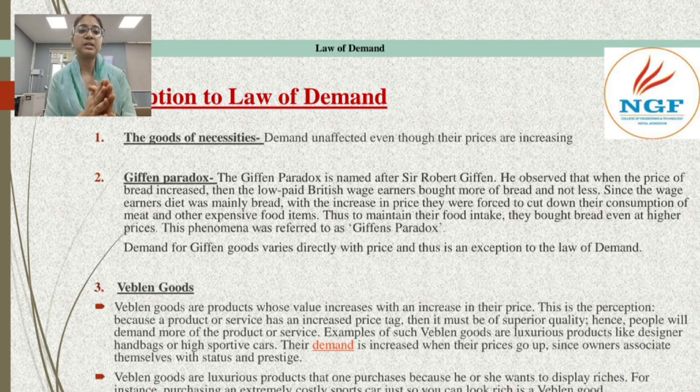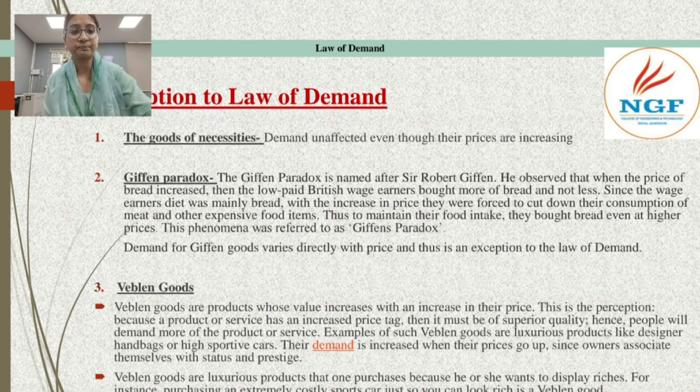Okay, this is named after Sir Robert Giffen. He observed that when the price of bread increased, then the low-paid British wage earners bought more bread, not less. Okay, the price increased, so they started purchasing more instead of less. That means when the price increases, the demand also increases. Since the wage earner's diet was mainly bread, with the increase in price, they were forced to cut down their consumption of meat and other expensive food items.